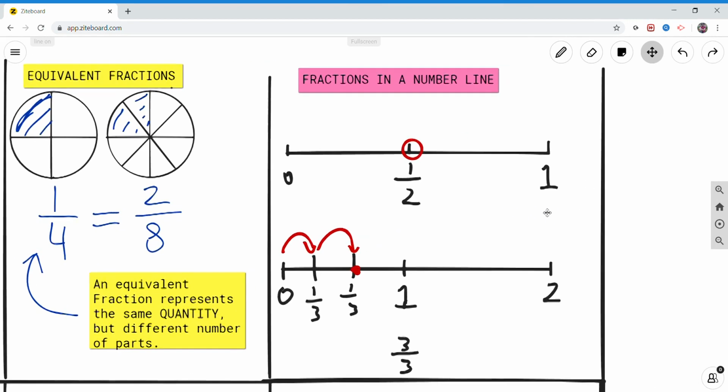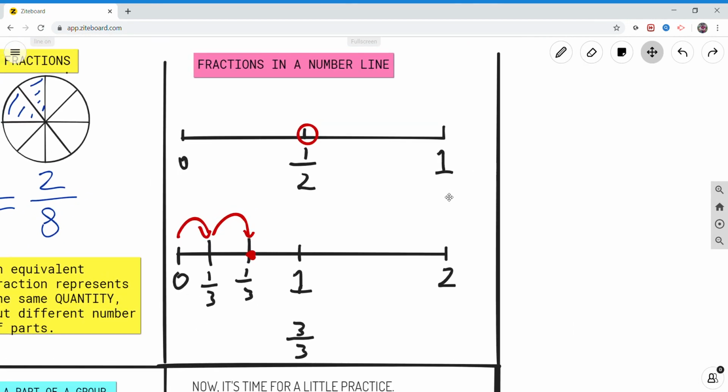Let's move now to how to represent fractions in a number line. So in a number line, we are representing quantities. If you look at the number line at the top, you go from 0 to 1, which means that's 1 whole. If you see this circle in the middle, it's exactly 1/2 of that whole. Then it's easy to see if you jump from 0 to 1/2, that's 1/2 of a whole. If you jump from here to 1, that means you have 2 halves, which is equivalent to 1 whole.